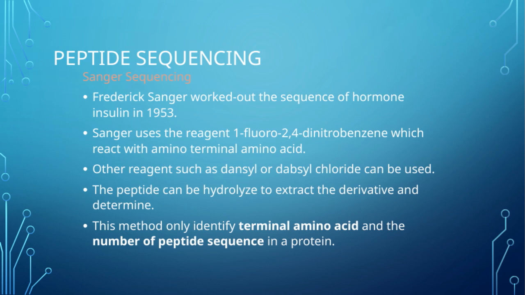It's interesting to note that other reagents, such as dansyl or dabsyl chloride, can also be used for similar purposes. These reagents help in labeling the terminal amino acids, making sequencing possible. Once the peptide is labeled, it can be hydrolyzed to release the derivative. By analyzing this derivative, we can determine the identity of the terminal amino acid. However, it's important to remember that this method primarily identifies only the terminal amino acid and the number of amino acids in the peptide chain.